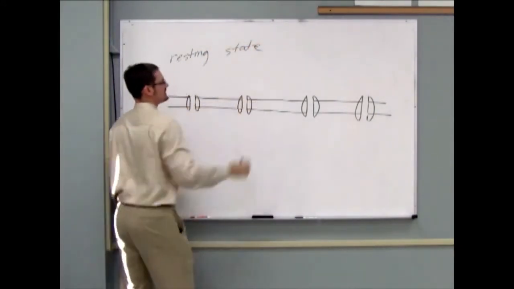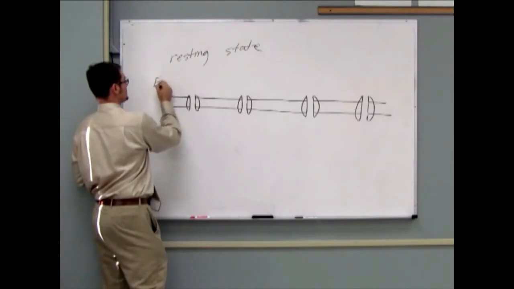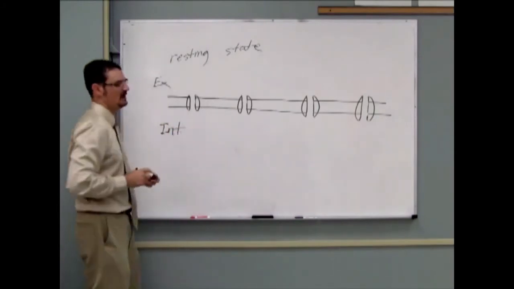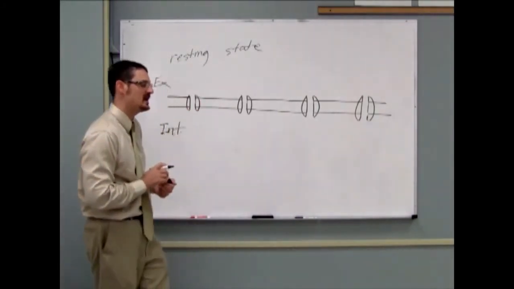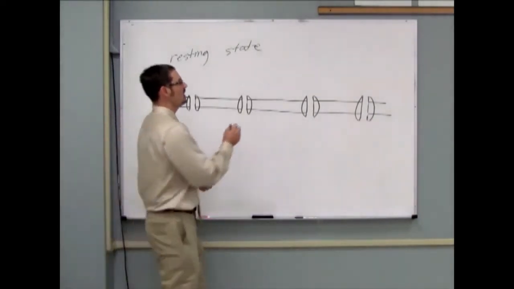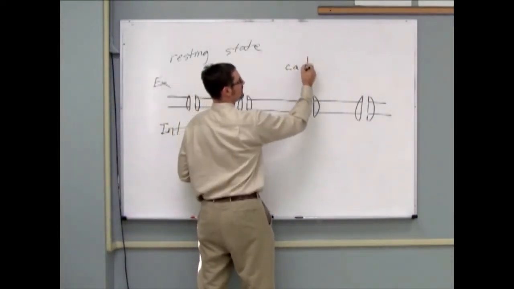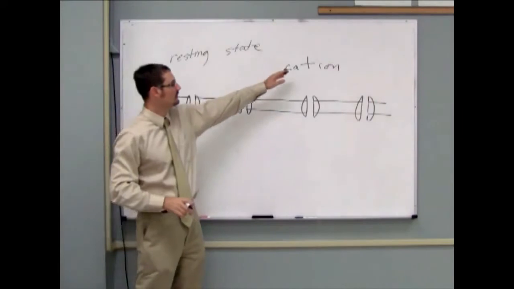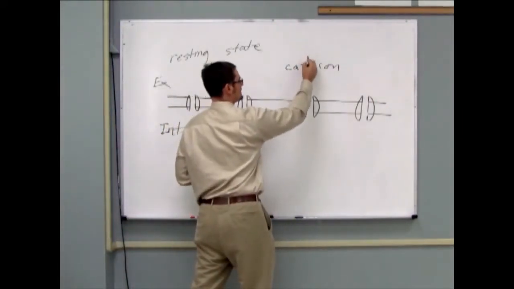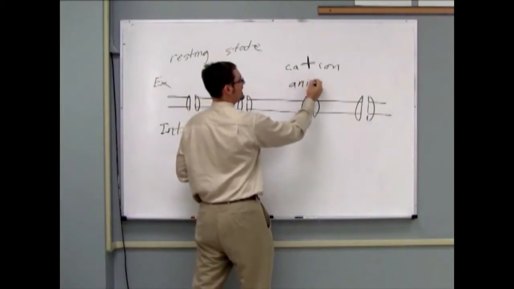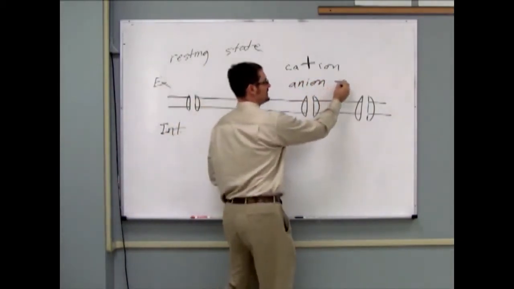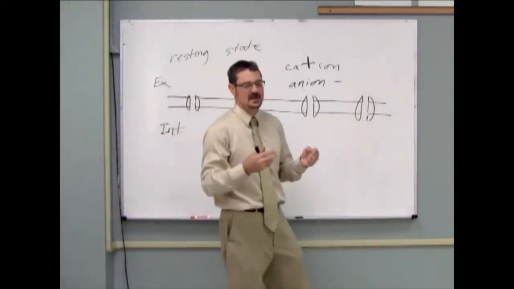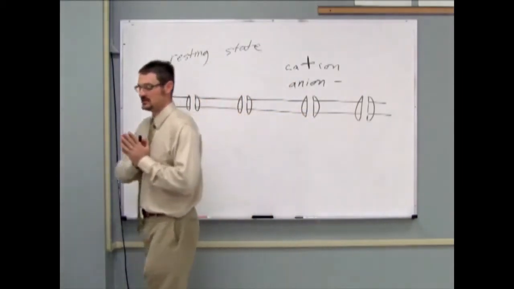At the resting state, the exterior of the neuron and the interior have different concentrations of cations and anions. A cation is a positively charged ion. That's why I have the plus sign, the positive sign. An anion is negatively charged. As you know, positive and negative charges are attracted to each other.